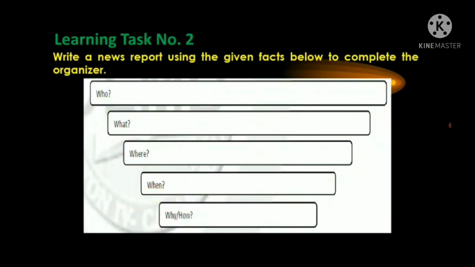You may now answer the WH questions like who, what, where, when, why, and how in a piece of paper. You may pause this video while answering and play it again to compare your answers to the given correct answers after these statements.